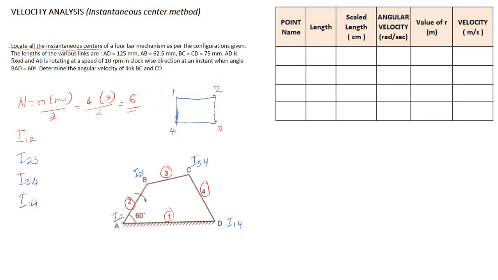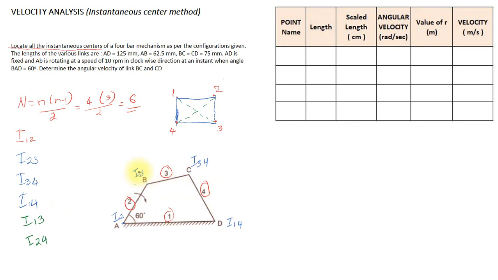Next instantaneous center is this one and the next one is this one. So the next instantaneous centers are I13 and I24. These two are the neither fixed nor permanent instantaneous centers.